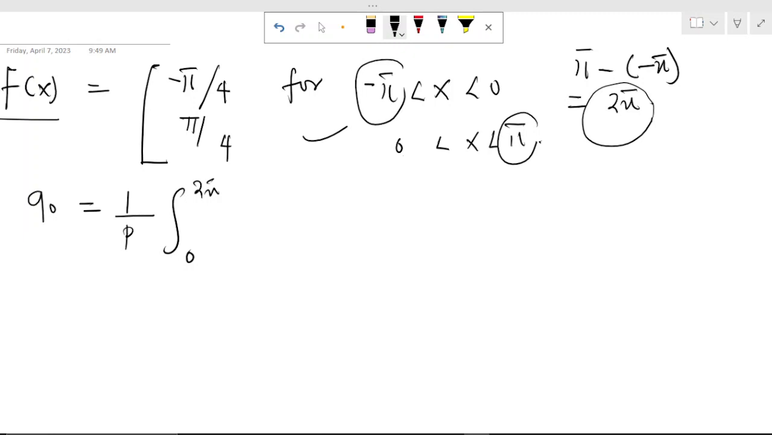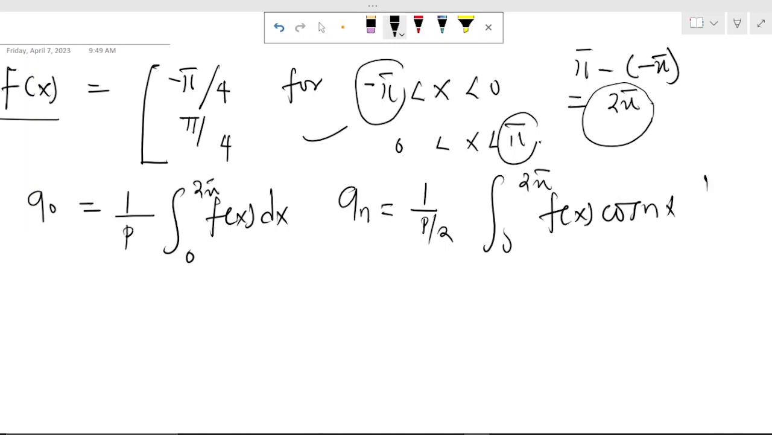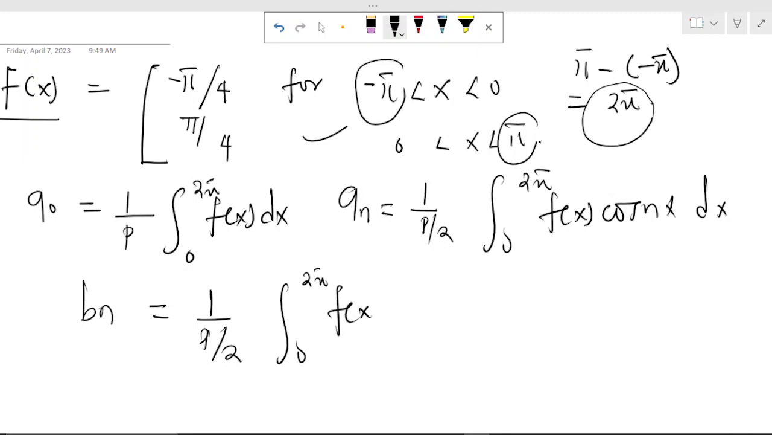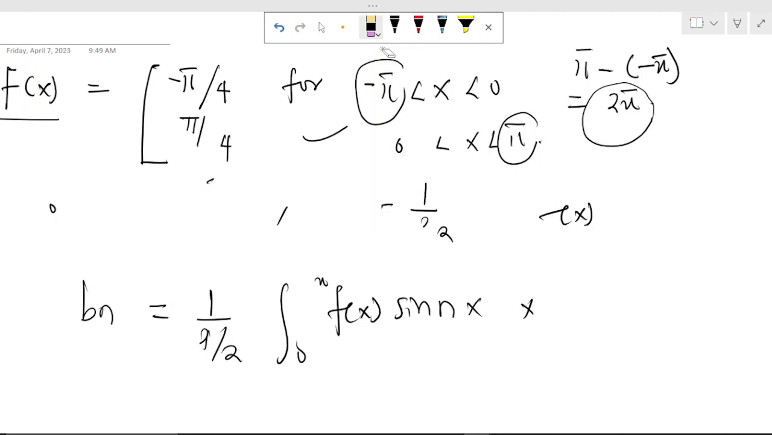So our a naught is equal to 1 over period, integrating from 0 to 2 pi, f of x dx. Our an is equal to 1 over half of the period, 0 to 2 pi, f of x cos nx dx. I think I also visited integration by parts in the last tutorial to explain how to solve some integration questions that can only be solved by parts. And lastly, our bn is equal to 1 over the period over 2, going from 0 to 2 pi, or the range we're given, f of x sine nx dx. So please take note of those formulas. So let's quickly continue the question.